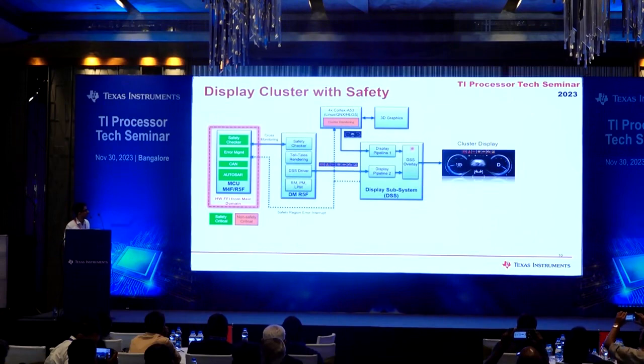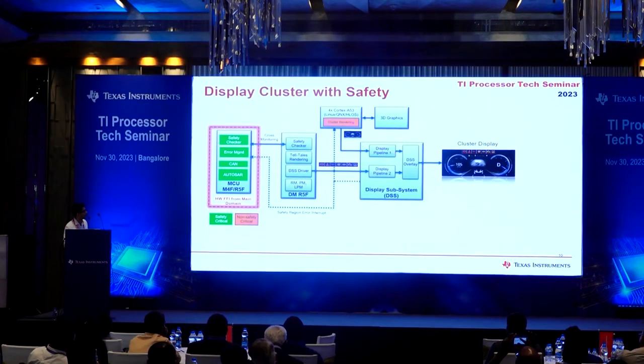So let's say you want to have a display cluster with safety where the A core controls the graphics using the 3D graphics accelerator, and you want to control the safety related telltales from another core which is marked as safe. So you can give one pipeline to the A core, another to the MCU, and you can have the screen rendering both together. So this is a hardware feature that we support.